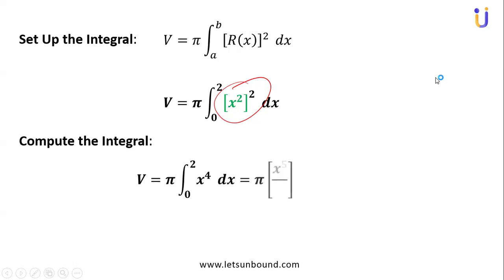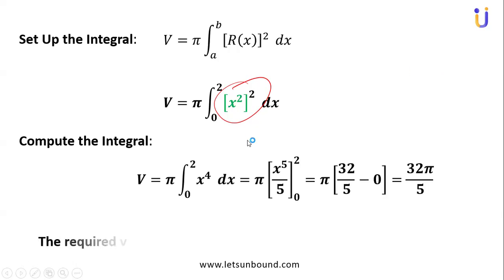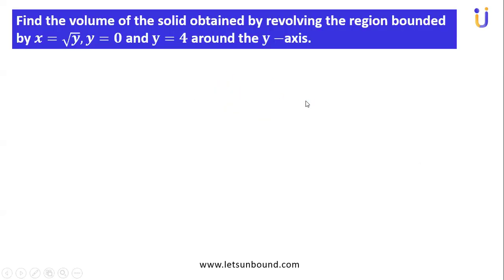So compute the integral, it's the power rule, and plug in those values. The required volume is 32 pi by 5. Okay, so once you've got the respective region, then setting up the integral and the limits, it's over. We can easily solve the rest. Right, and next, a quick example.